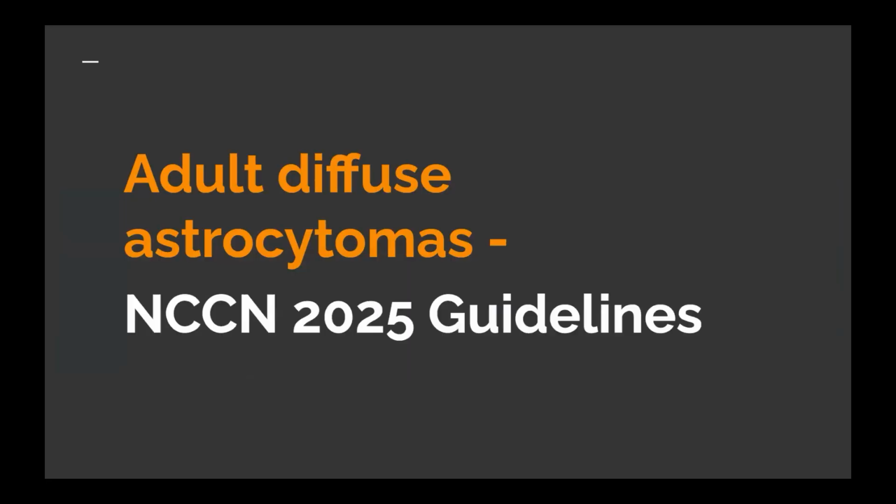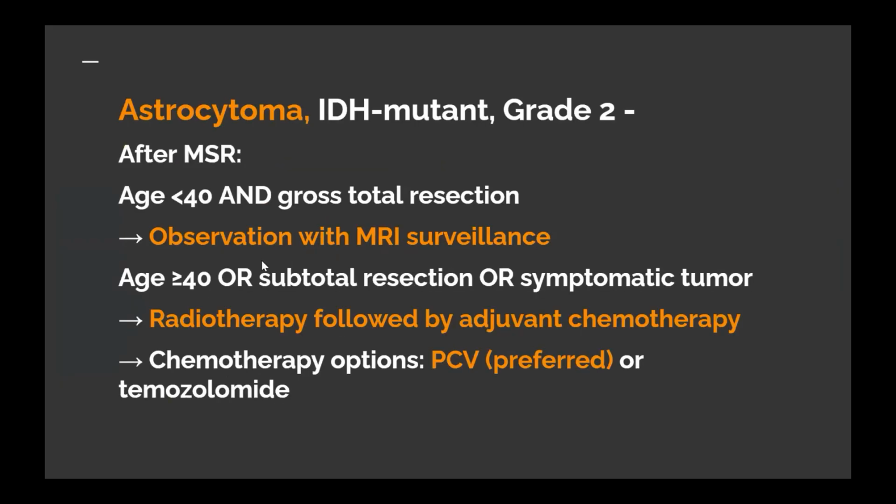So these are the NCCN 2025 guidelines, which determine how we manage any patient. If it is a low-grade lesion, even on the imaging, the first goal is maximum safe resection. After maximum safe resection, if age is less than 40 and we are sure that we have done gross total resection, then observation with MRI surveillance is adequate. If age is more than 40 or subtotal resection is done or the tumor is still symptomatic, then we are going to go for radiotherapy followed by adjuvant chemotherapy. And chemotherapy options include both PCV and temozolomide.